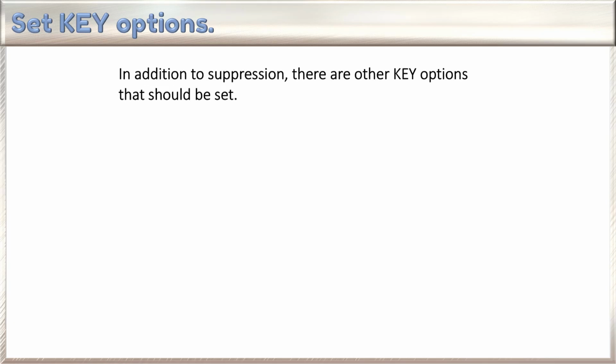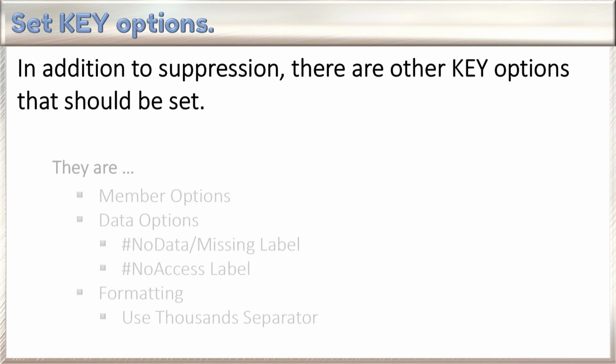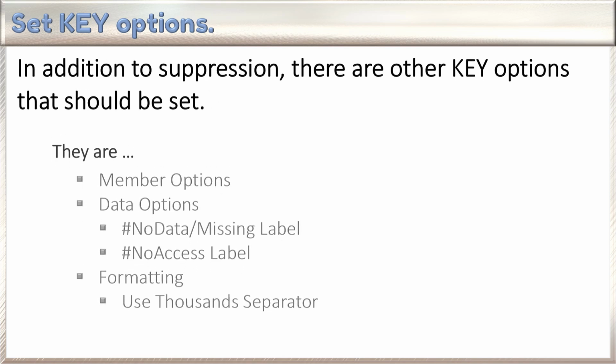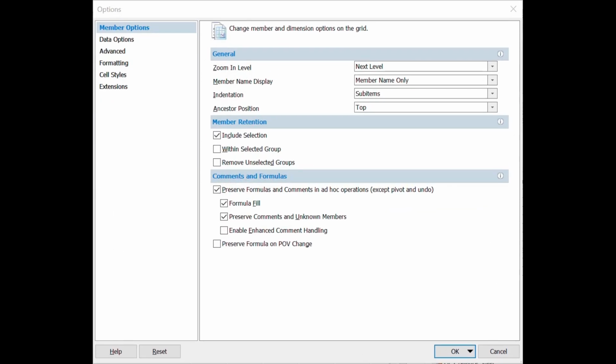SmartView has a wide variety of options with which to fine-tune the user experience. In addition to suppression, there are other key options that should be set. Let's start with member options. These control how members are displayed and how the zoom features work. Under the general heading, we can choose how SmartView behaves relative to the selected member when we zoom in. We can go down to the next level, we can drill down displaying all levels, or we can drill to all leaf level members under our selection.